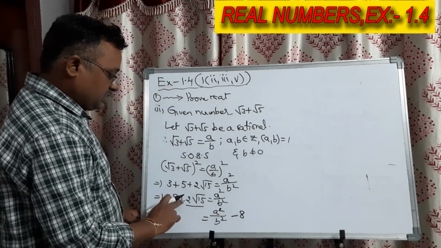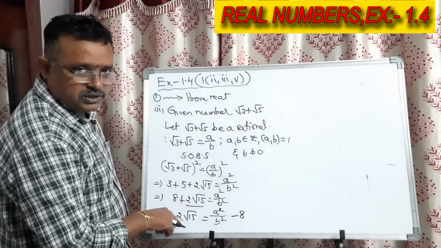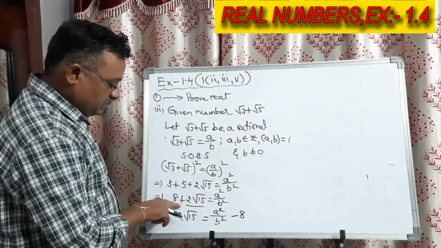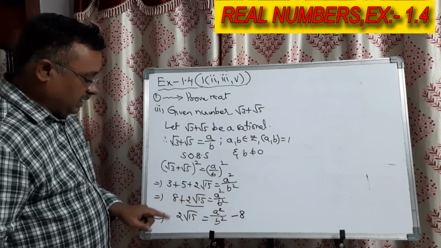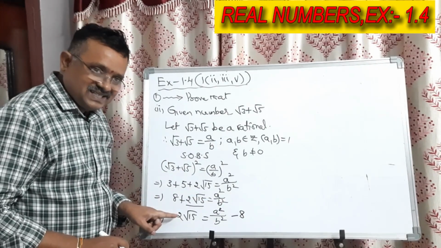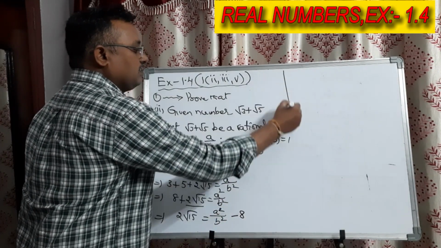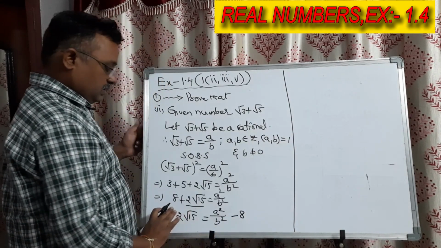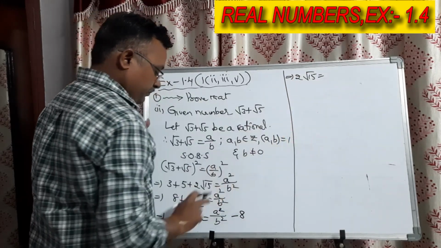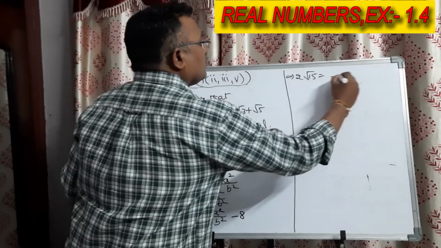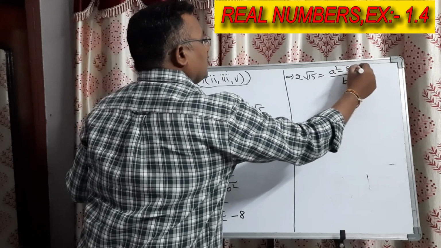Am I clear? What is remaining here? 2 into root 15 is remaining here. If it is positive, the positive value will remain. If there is a minus symbol, the minus will remain. Keep it in mind. This implies 8 is going to the other side, the remaining part remains as it is, equal to a square by b square minus 8. Just simplify this one without any confusion. This implies 2 into root 15 is equal to a square by b square minus 8. You can do a little simplification: take b square as the LCM, then this is a square minus 8 times b square by b square.